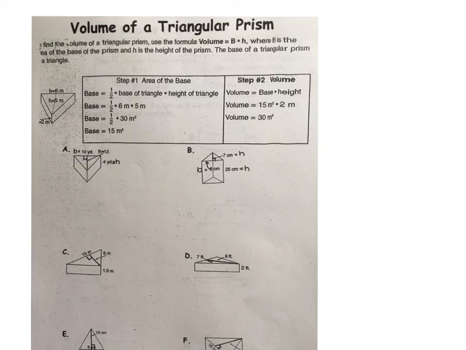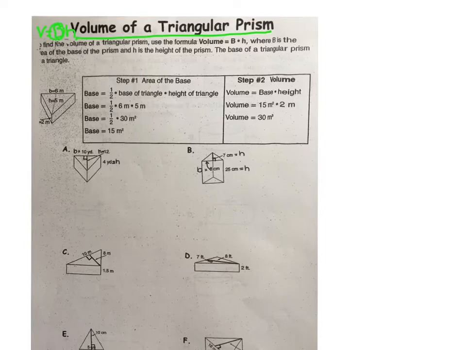Welcome to page 10 of your volume packet. On this page, we're going to be finding the volume of a triangular prism. And of course, we have the basic formula, volume equals capital B times H.